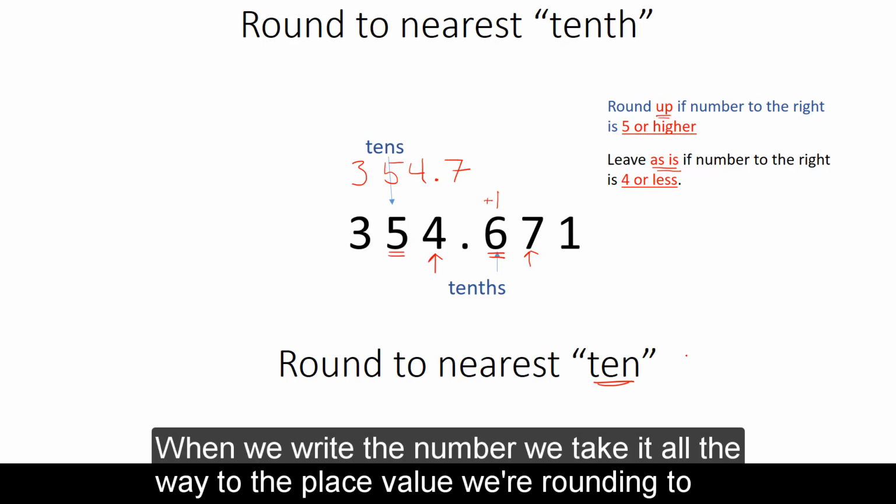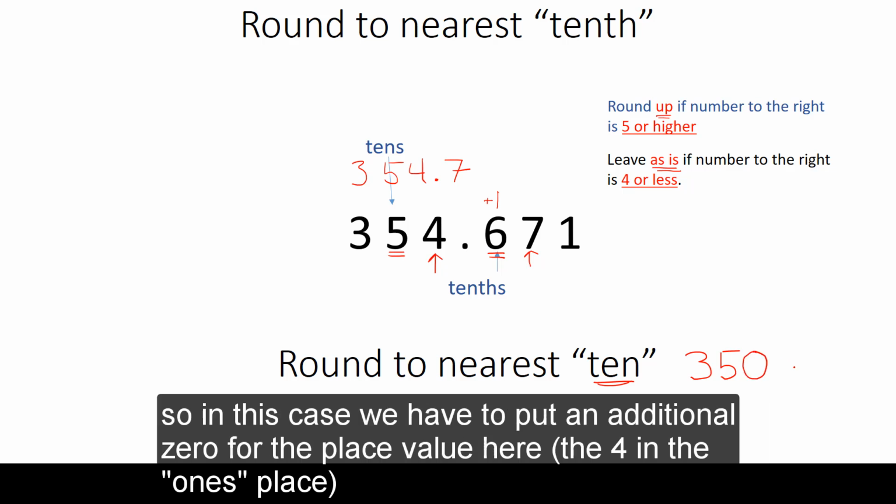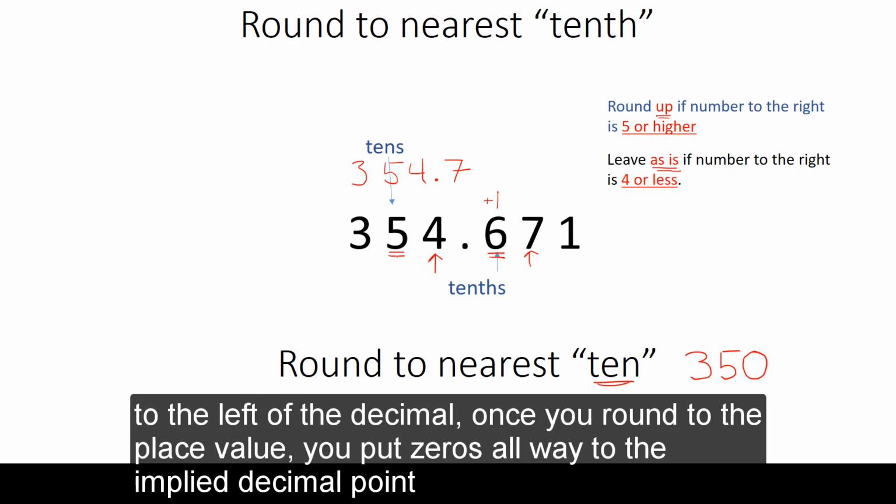And when we write the number, we take it all the way to the place value we are rounding to, in this case a 5. And if we are to the left of the decimal, we have to continue to write zeros until we reach the decimal point. So in this case we have to put an additional 0 for the place value here, and we are finished. We do not, and I repeat, we do not want to write a decimal point with anything after it. To the left of the decimal, once you've rounded to the place value, take zeros all the way to the implied decimal point.